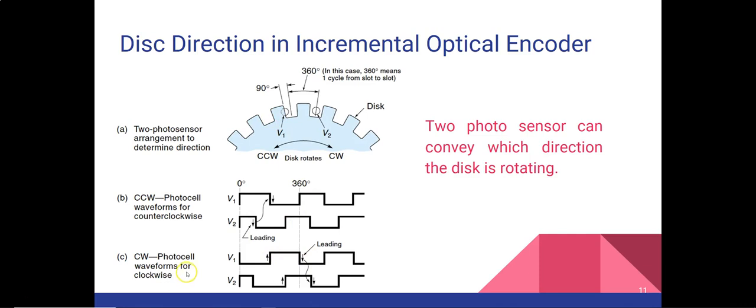What we observe from these two graphs is that in the counterclockwise case, V2 leads V1 by 90 degrees, and in the clockwise direction V1 leads V2.